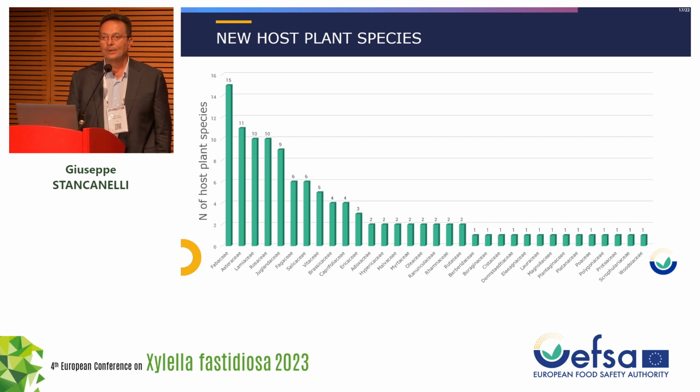If we think about the plants and the botanical families, I would say most of the recent records are from the traditional host families, Fabaceae, Asteraceae, Lamiaceae, Rosaceae also. But we also have a consistent number of records from trees. So we have a high number from Juglandaceae, Fagaceae, Salicaceae, Vitaceae. There were some records initially of Xylella on conifers from the Americas, but in fact it was never later confirmed and probably was due to local infections with many, many vectors.